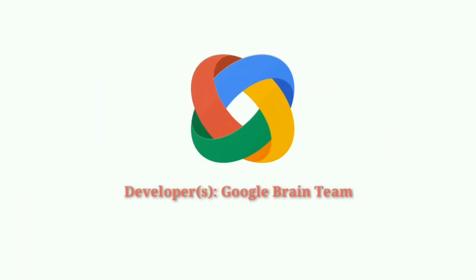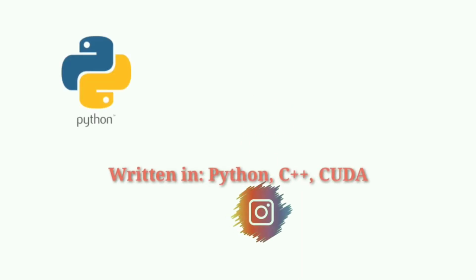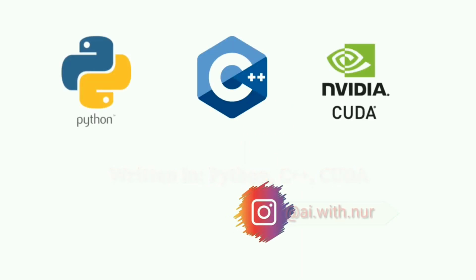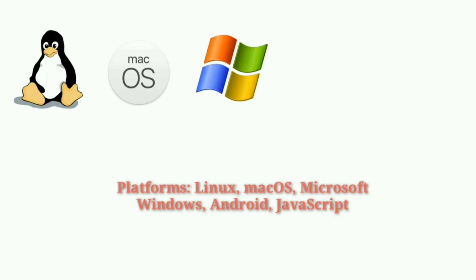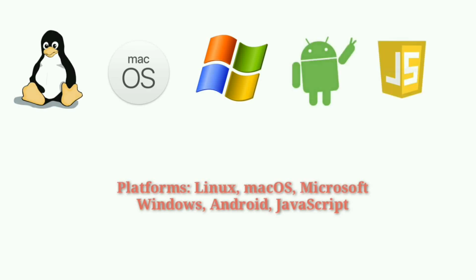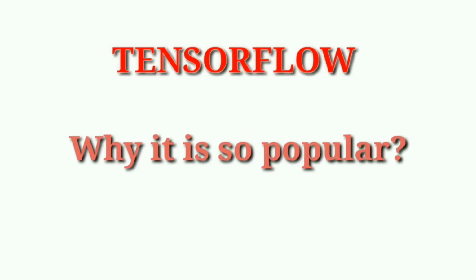The developer is the Google Brain Team. TensorFlow is written in Python, C++, and CUDA. Platforms where TensorFlow can be used are Linux, Mac OS, Microsoft Windows, Android, and JavaScript. Now, this was TensorFlow. Why is it so popular?